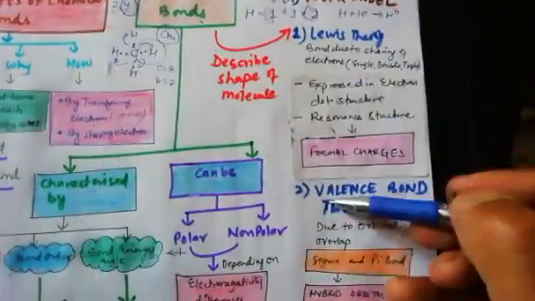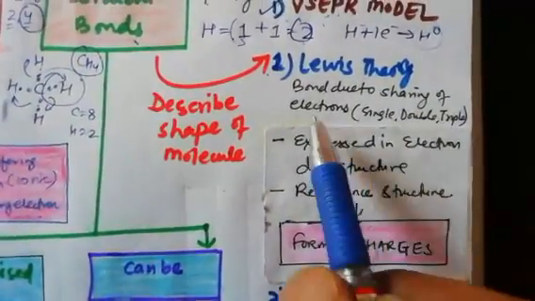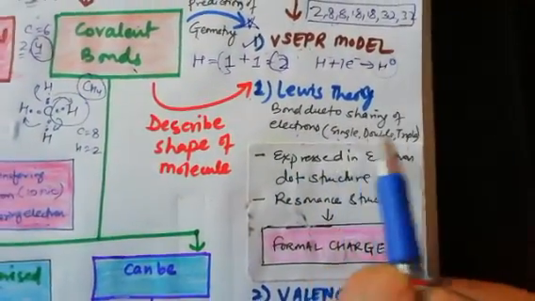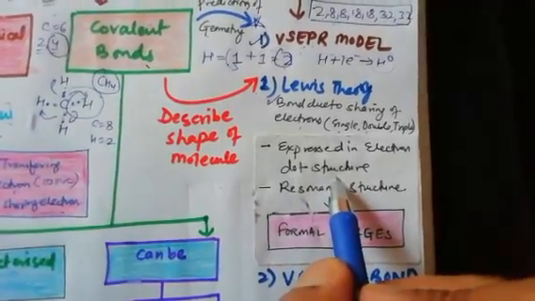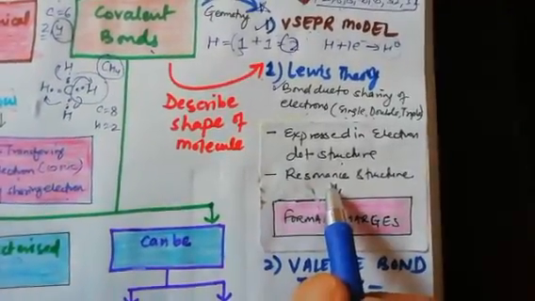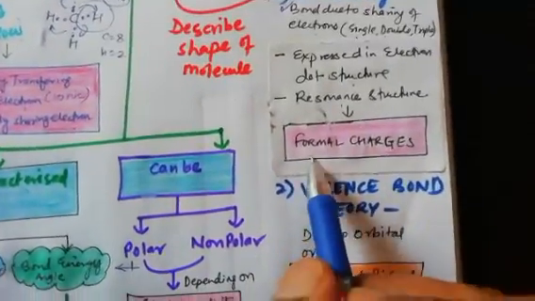There are basically 3 theories to describe the shape. Number 1 is Lewis theory. Lewis theory is bond due to sharing of electrons. It is telling us about single, double, or triple bond. Why the molecule has single, double, and triple bond, that we will come to know here. It is expressed by electron dot structure, that you did in 10th class also. Electron dot structure in 4th chapter we did. Resonance structure, where the transfer of electron is there with the same structure formula, that is formal charges.